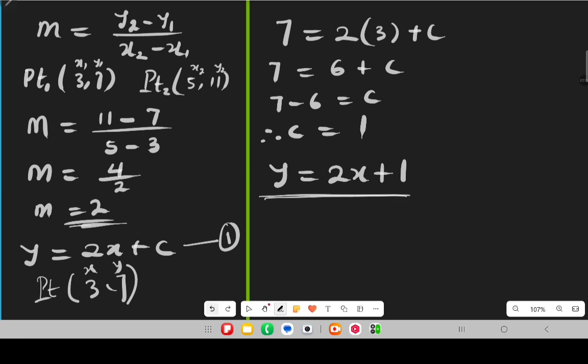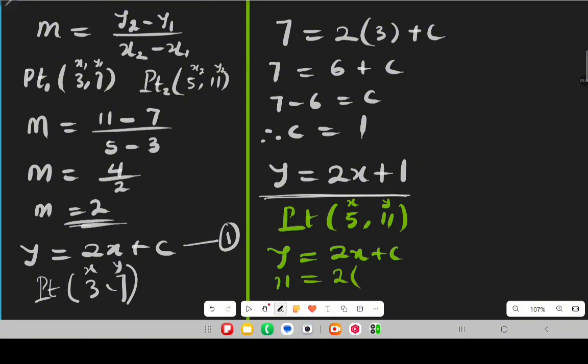Initially, I said use any of the points. Now we can use the second point to find the equation of this line. Let's use the second point, (5, 11), where x is 5 and y is 11. Let's substitute these values into equation 1, y equals 2x plus c. In place of y, we put 11, equal to 2 times, in place of x, we put 5, plus c. So we have 11 equals 10 plus c.